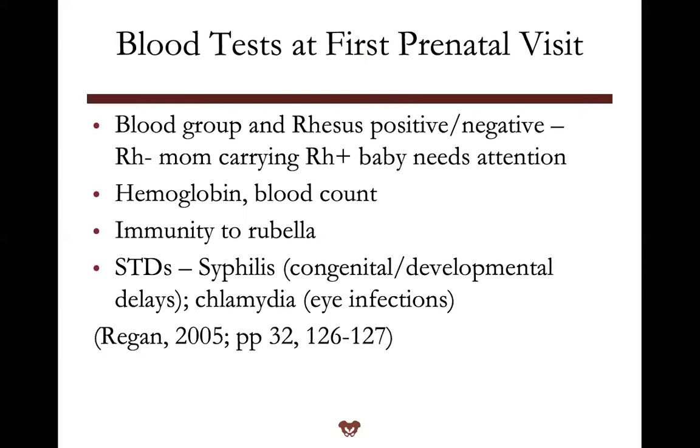Hemoglobin will be assessed, so anemia can occur more easily in pregnancy, and we'll talk some more about that later. Blood counts will be assessed. Mom's immunity to rubella is going to be assessed, and if she's not immune, then there's going to be some treatment for that. And then there's also assessment for STDs. So syphilis and chlamydia can both be treated, and we want to treat those conditions before they can cause problems for the developing fetus.